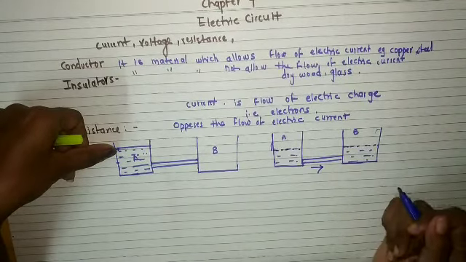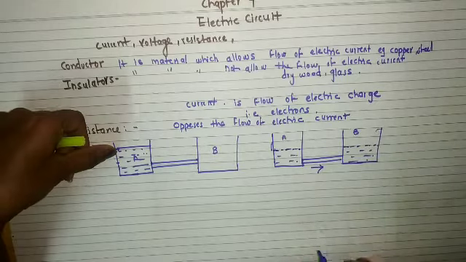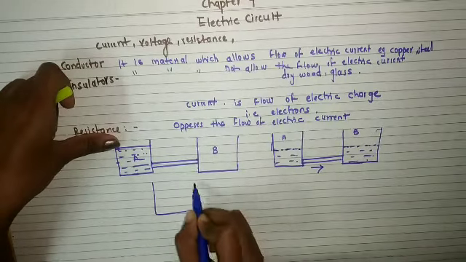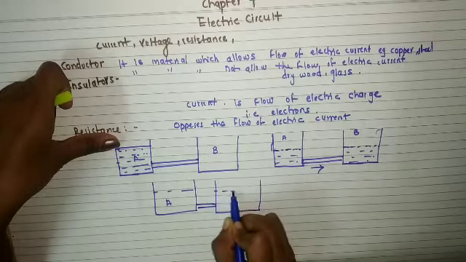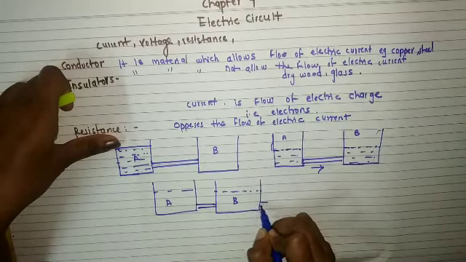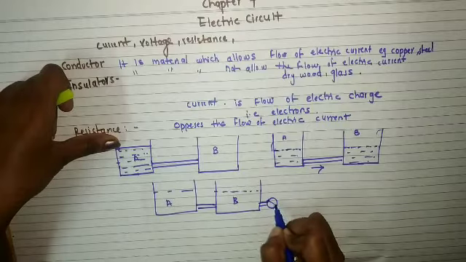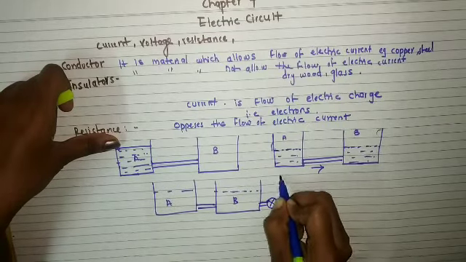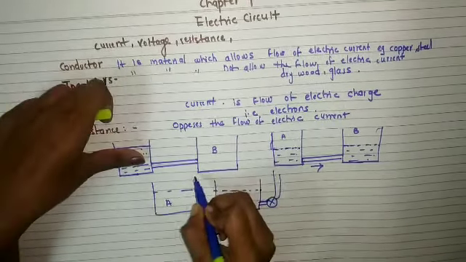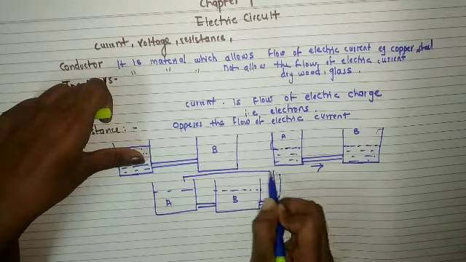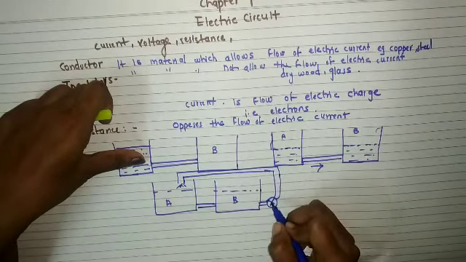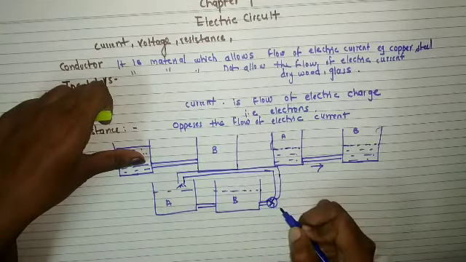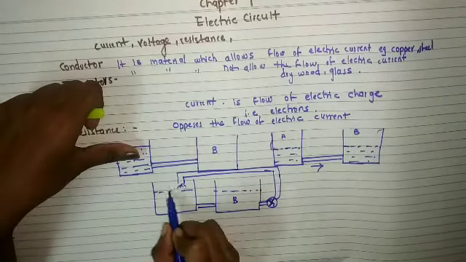Then why will water flow? So if we want continuous water flow, what do we have to do? So this is vessel A, this is vessel B, and they are connected by a pipe. So the water level will become the same. So if we insert a pump here, okay, what will happen?